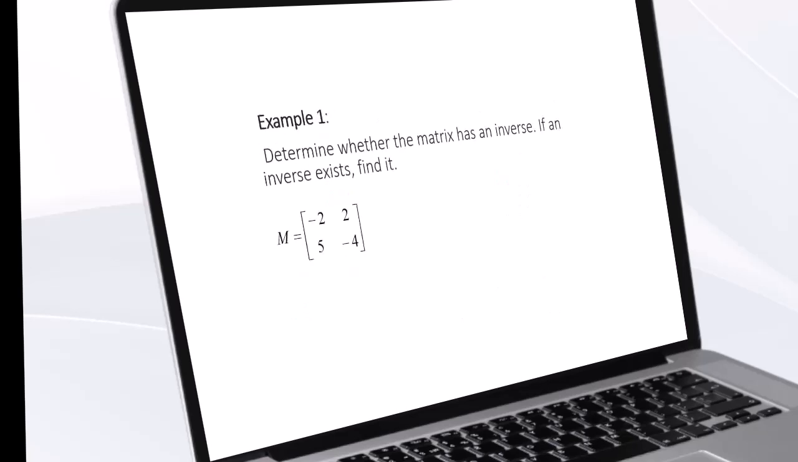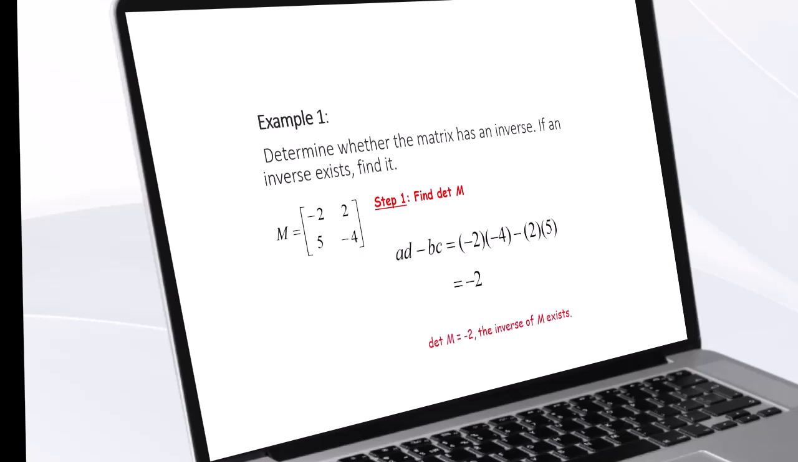Now, let us determine whether this matrix has an inverse and find that inverse. We have matrix M given. Step 1, you start by finding the determinant. When calculating the inverse of a 2 by 2 matrix, you start by finding the determinant, which is given by AD minus BC. So the product of this diagonal, -2 times -4, then subtract the product of the other diagonal. You find the determinant to be -2. That means this matrix has an inverse.